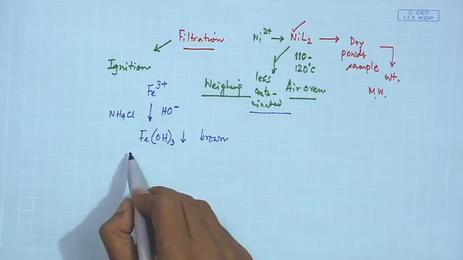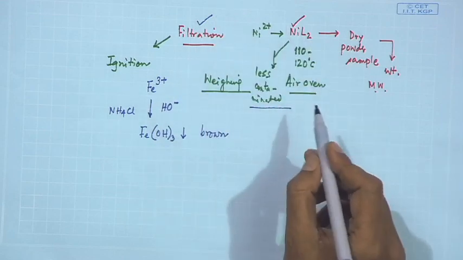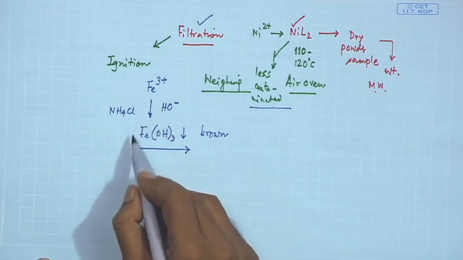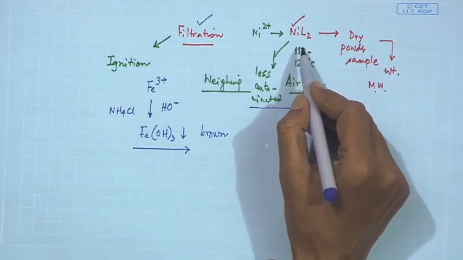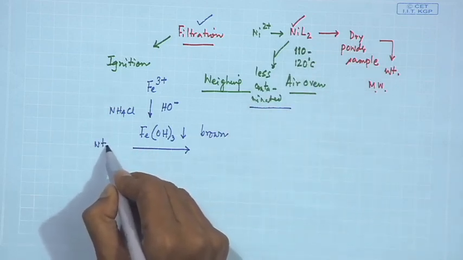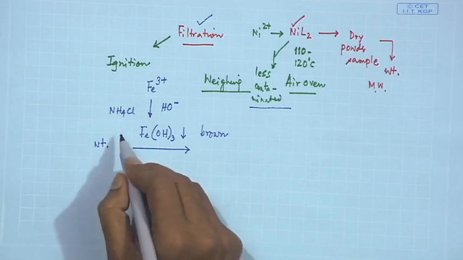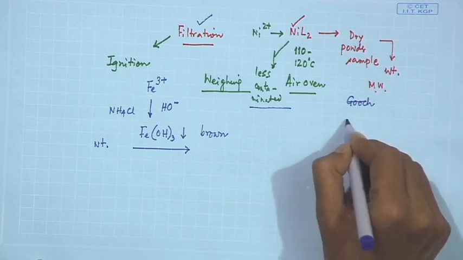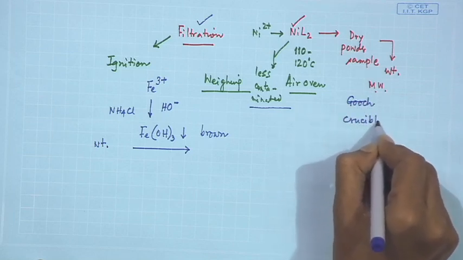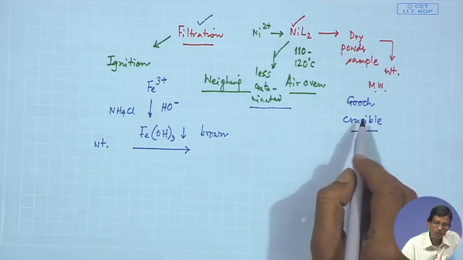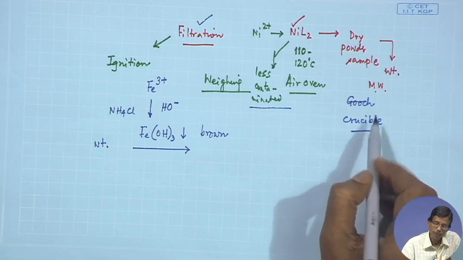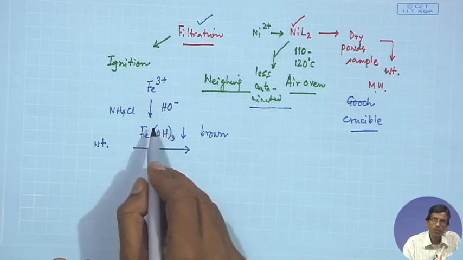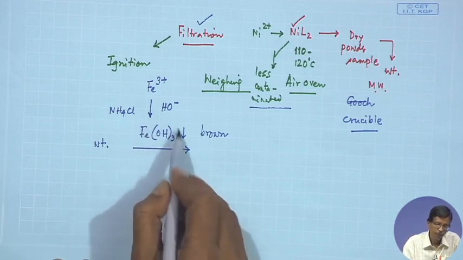So, that precipitate you now have the opportunity to filter out, and once you filter it out, if it has a very definite composition like that of your NiL2, you can take the direct weight by taking it in some filter paper or in a gooch crucible, because we are talking about crucibles. We will see what is known as a gooch crucible, which is a sintered bed crucible. There we filter it out and take the direct weight. But it is not so easy to get.